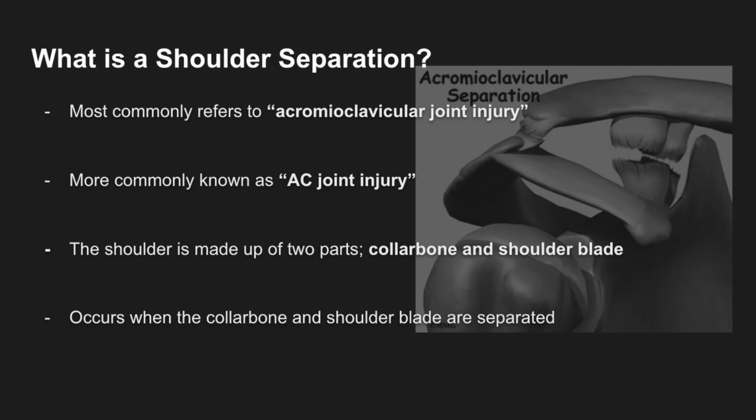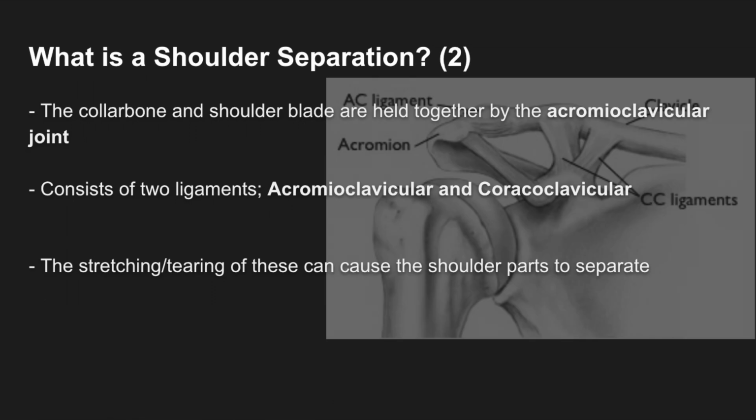These two parts are the collarbone and the end of the shoulder blade, scientifically known as the clavicle and the acromion respectively. These bones are held together by the acromioclavicular joint and by extension, the acromioclavicular and the coracoclavicular ligaments, often referred to as the AC and CC ligaments. When an injury occurs that causes these ligaments to stretch or tear, they can cause damage to the joint, which causes the shoulder and its two parts to become separated to an extent.